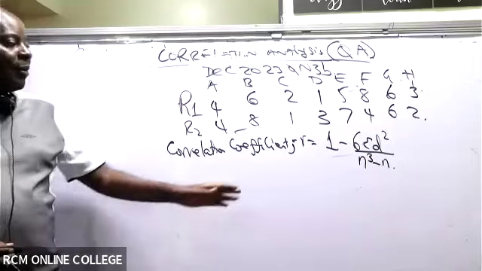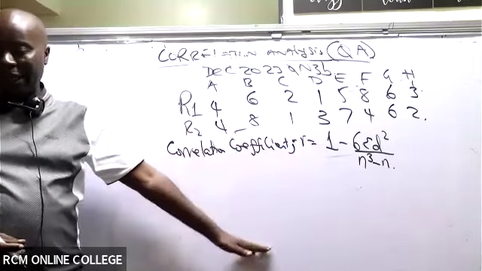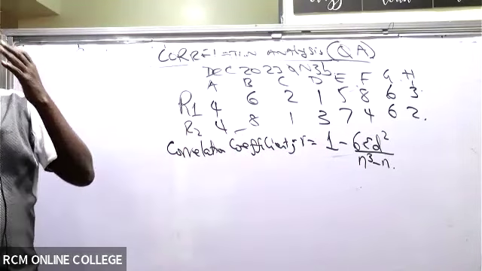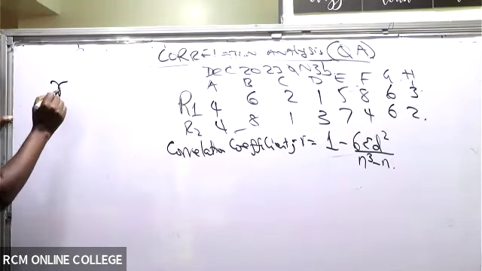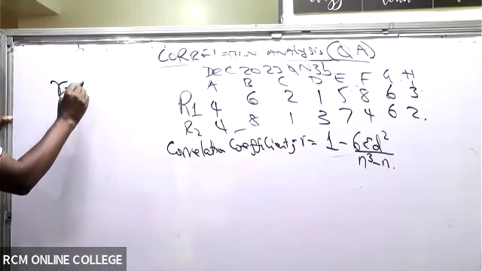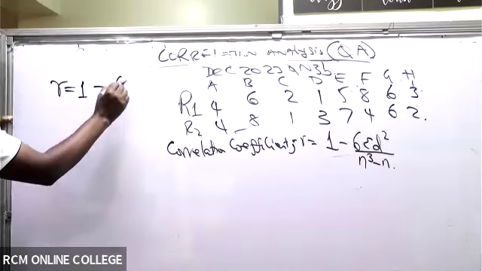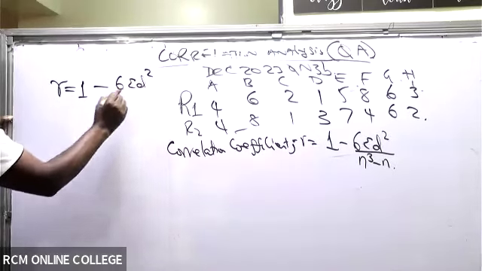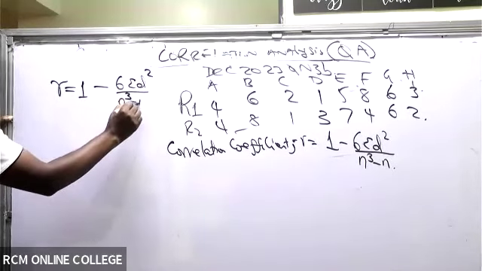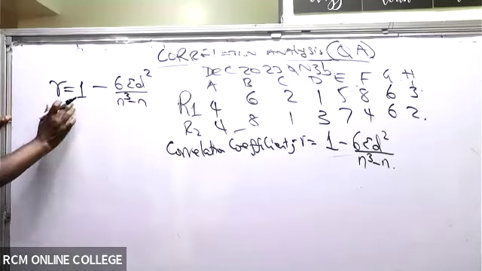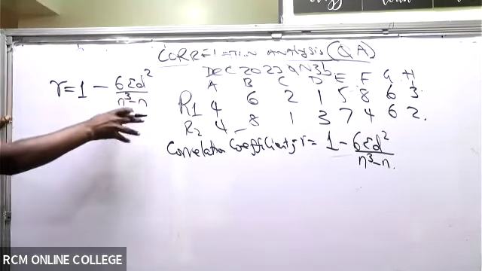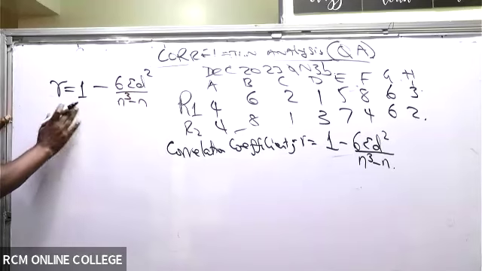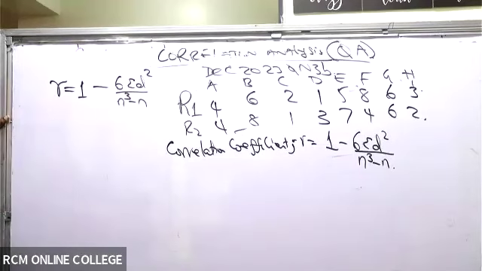Remember that this one is very independent. I repeat, this formula for Spearman's rank, R, will be equal to 1 minus 6 summation of D squared all over N cubed minus N. So this one is very, very independent. It's alone. So first of all, you do this. Whatever answer you get, you take away from one.